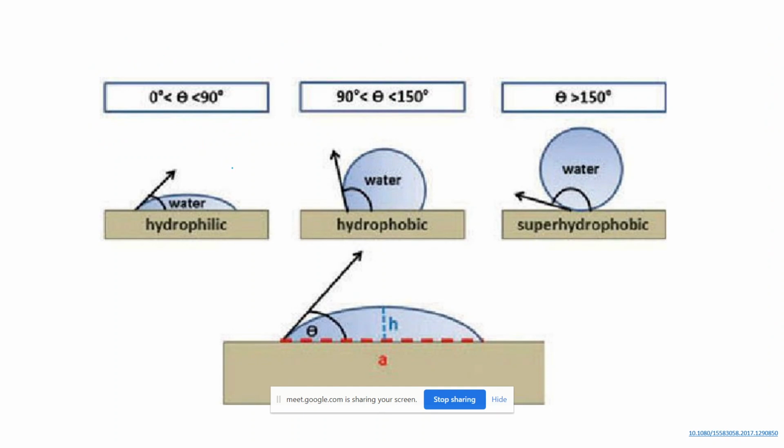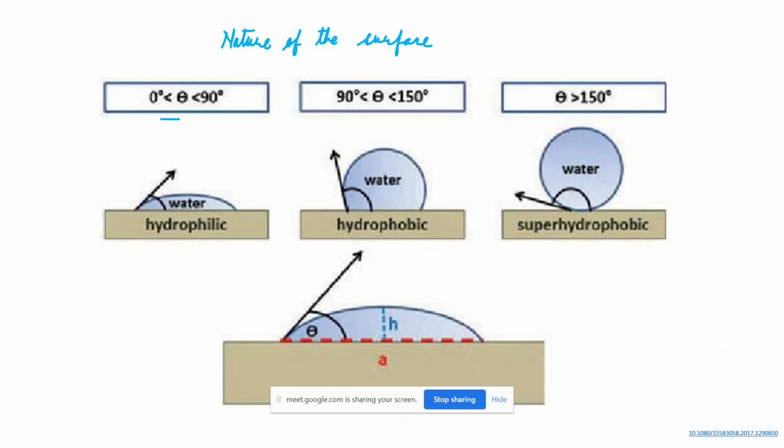Now, depending on the nature of the surface, whether it is hydrophobic or hydrophilic, you will have water behaving differently. Suppose you have a hydrophilic surface, then the contact angle of the water with the surface will be different, as you can see here. Here the contact angle is less than 90 degrees, between 0 and 90 degrees. And when the nature of the surface is hydrophobic, then the contact angle is different. As you can see, it's between 90 degrees and 150 degrees.